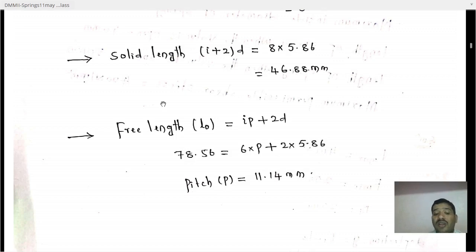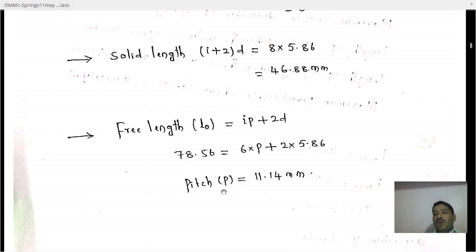After that, we need to find out the free length. If you want to find the free length, L0 is equal to I P plus 2 into D. L0 we already found from the equation above. How much did we get here? 78.56, the free length. It equals I, which is 6 only, is it right, into P as it is, plus 2 into D value, which is 5.86. So if you divide this whole value, 78.56 minus 2 into 5.86, divided by 6, then you will get the pitch as 11.14 mm from this problem.